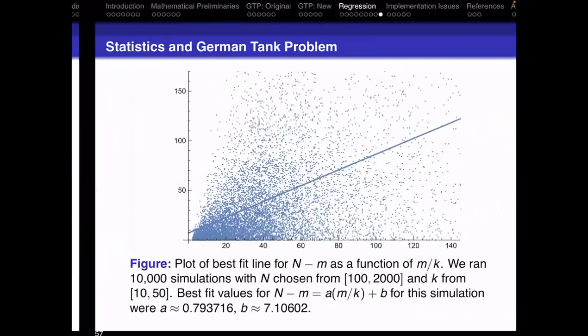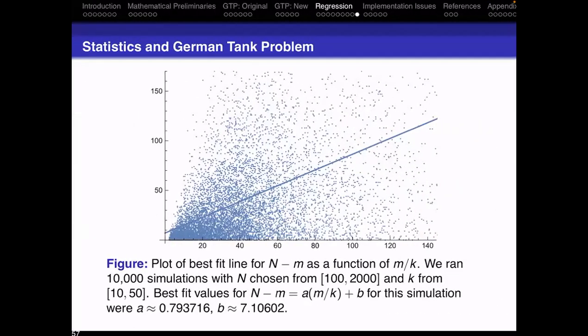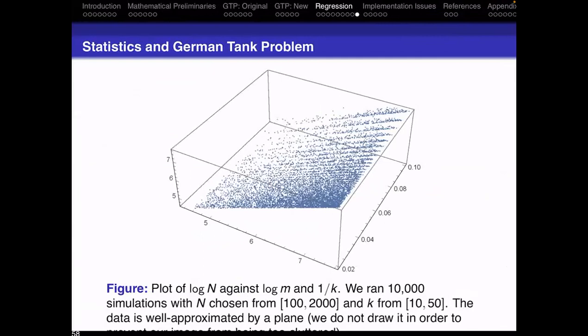If we try to do things, well, I'll skip this one. I'll go to this one. This is a plot of the log of n versus the log of m in 1 over k for the German tank problem. And you see, looking at it like this, we really are seeing a nice linear relationship. And this is basically supporting the theoretical claims.